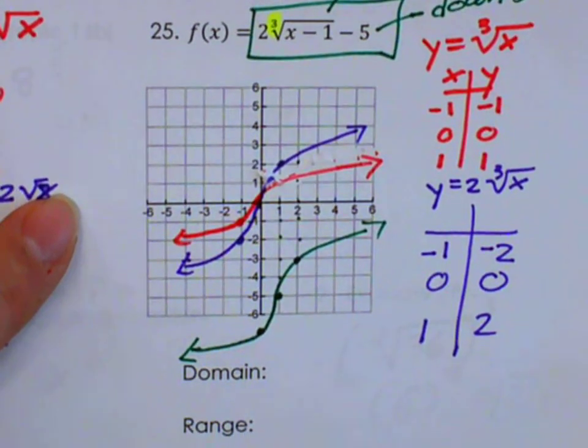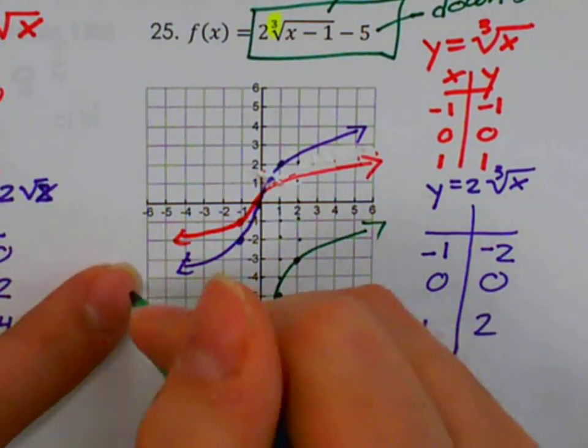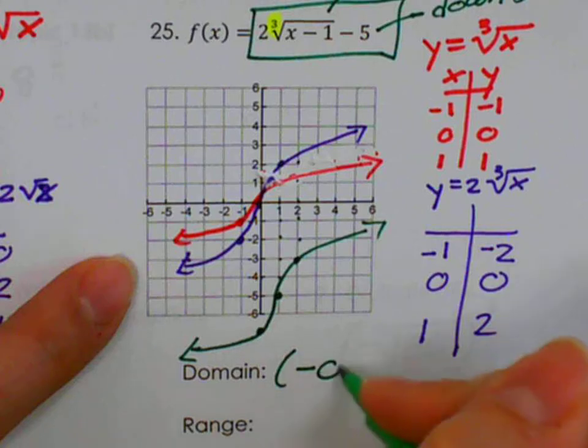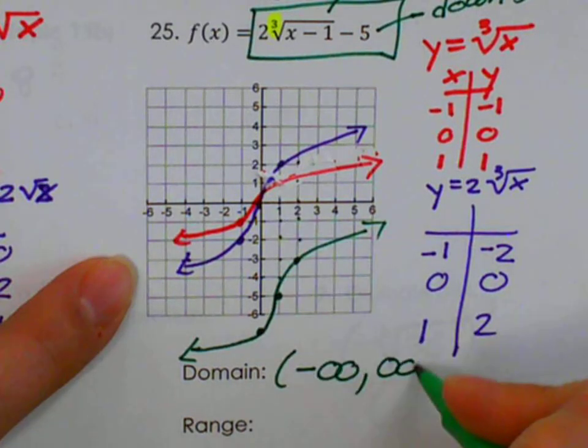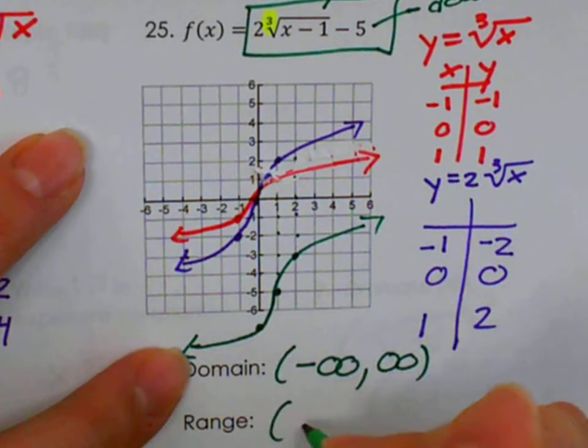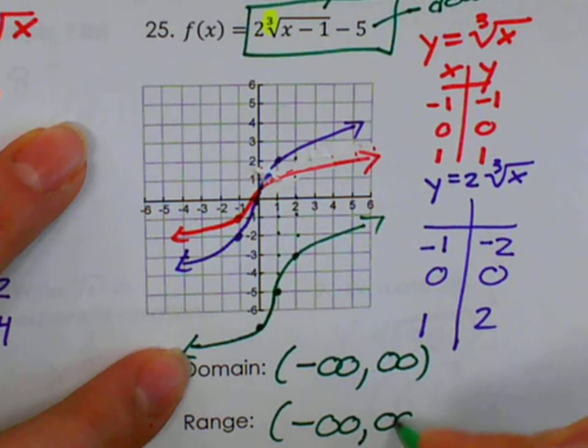And then my domain, well, it keeps going as far left as negative infinity, as far right as positive infinity, and my range is the same thing. It goes down forever, and it goes up forever.